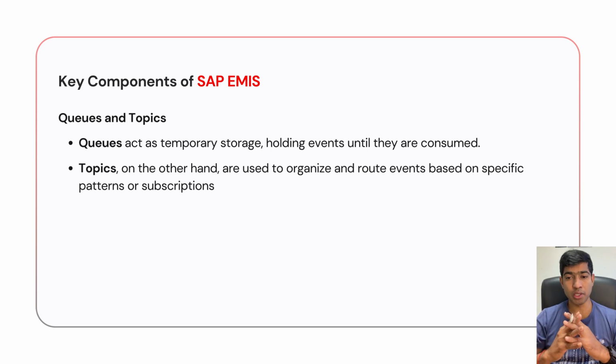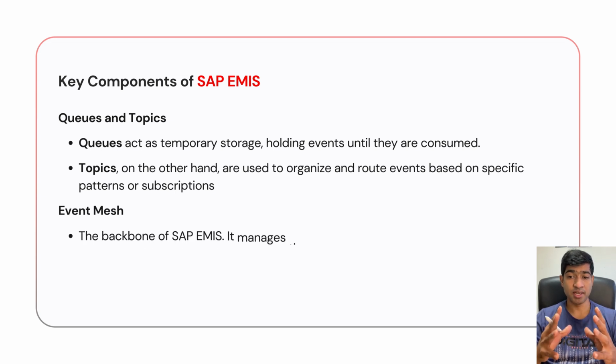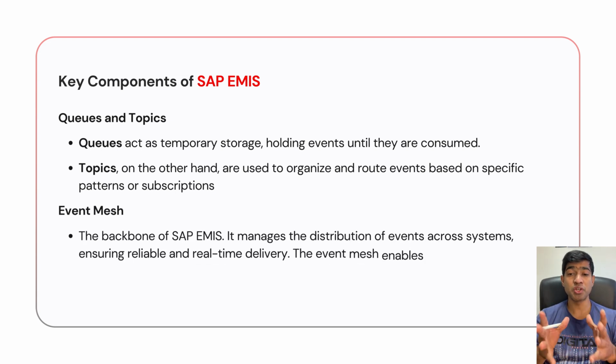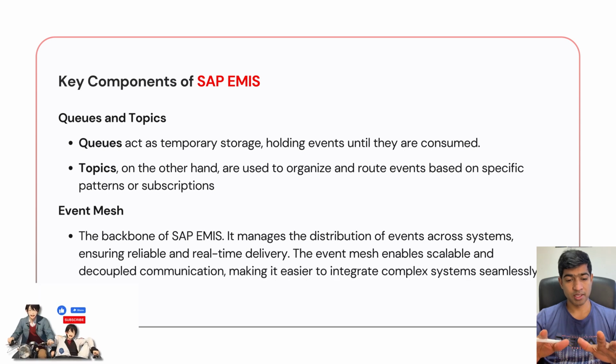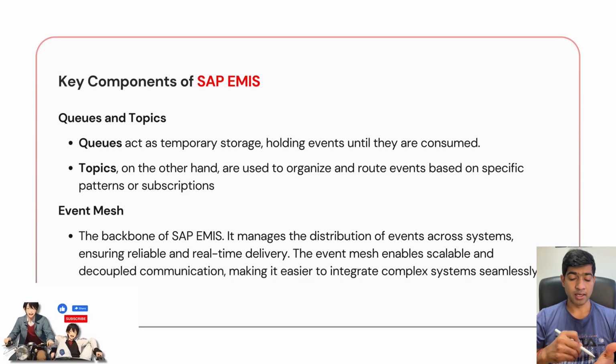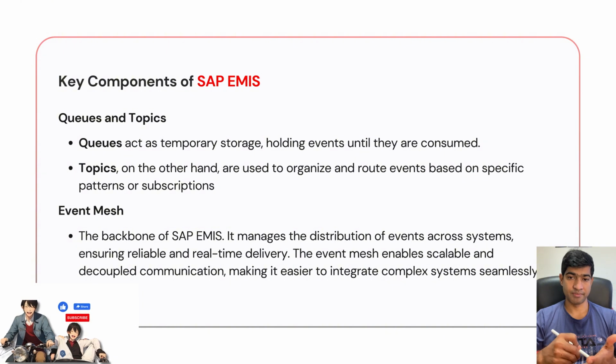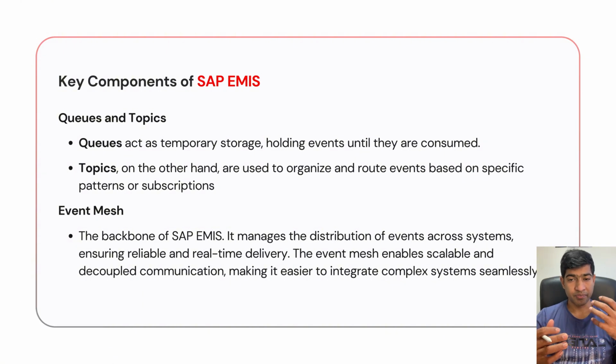Then finally we have something called event mesh. So this is actually the backbone of EMIS. What event mesh does is it manages the distribution of events across systems, enabling reliable and real-time delivery. It takes care of delivery of the events, it takes care of the routing of the events and so on. The event mesh enables scalable and decoupled communication, making it easier to integrate complex systems seamlessly.